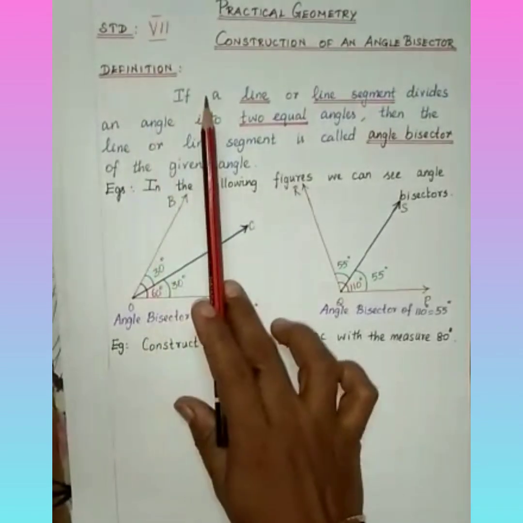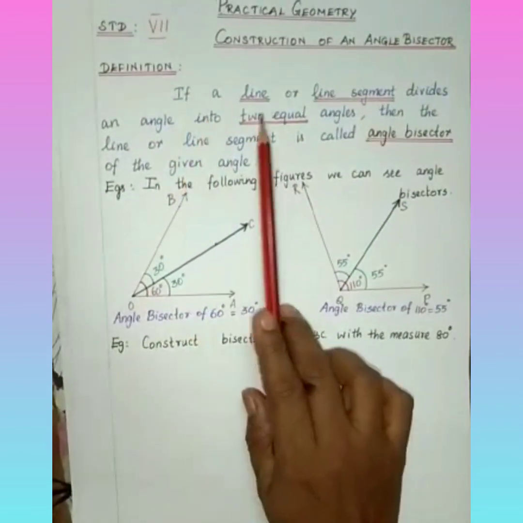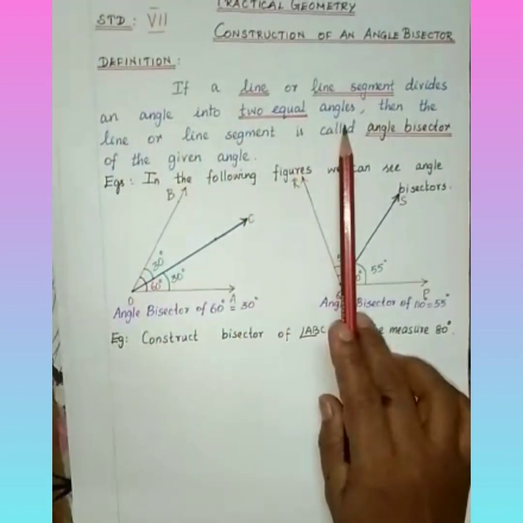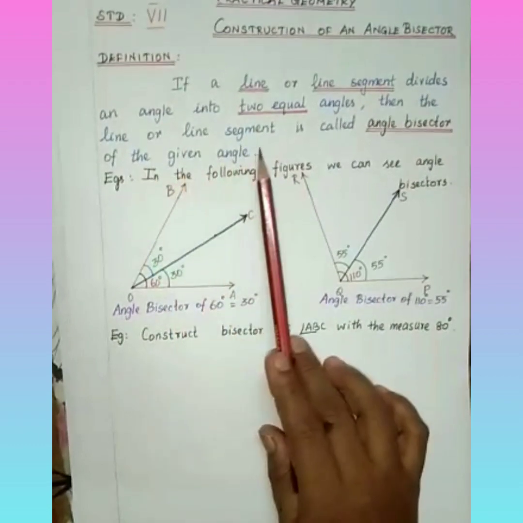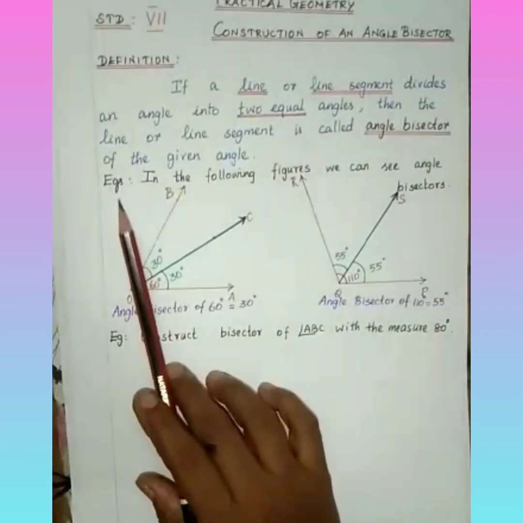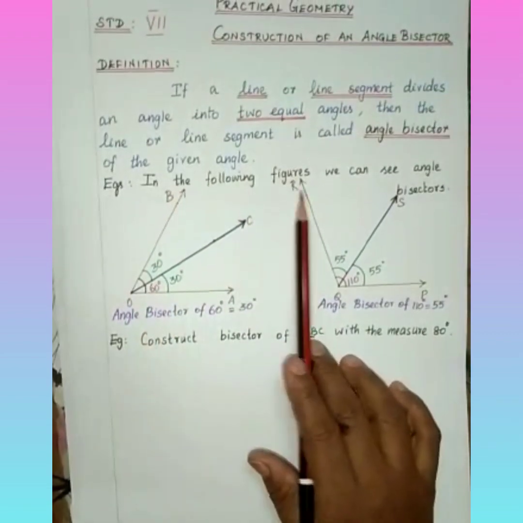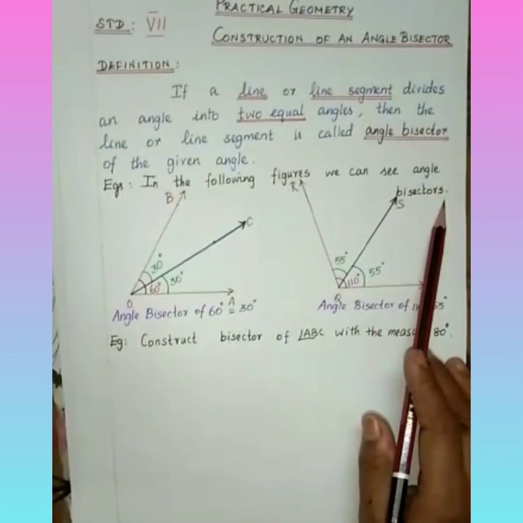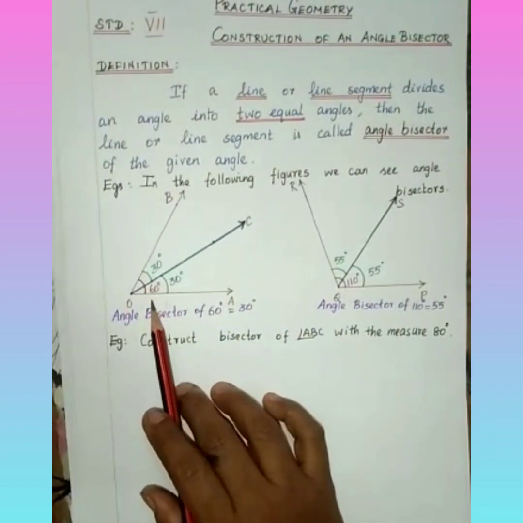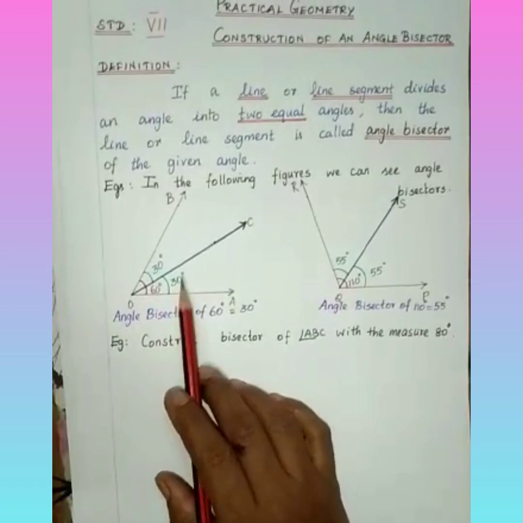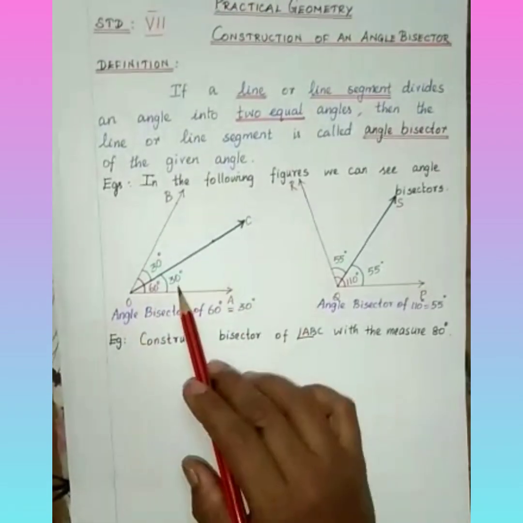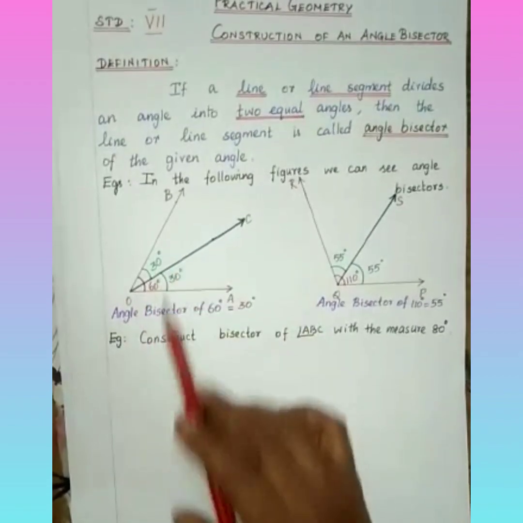Definition of an angle bisector: if a line or a line segment divides an angle into two equal angles, then the line or line segment is called the angle bisector of the given angle. Examples: in the following figures we can see angle bisectors. Here AOB is 60 degree. So the bisector of 60 degree is 30 degree. Already we have known about that. That is, AOC is 30 degree and COB is 30 degree.